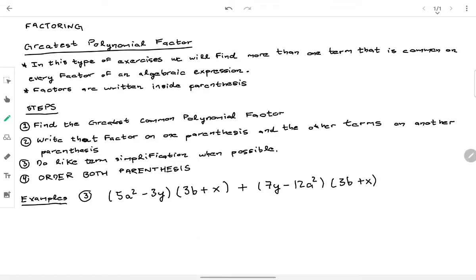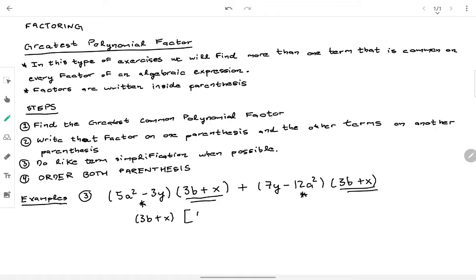In the next example, it's something like this. We have terms that are inside parentheses. Don't worry about it. We can do it the same as the other ones. We need to look for the greatest common polynomial factor. In this case, it's 3b plus x. So I will put that in one parenthesis. Then in the other parenthesis, I should put those that are not common.